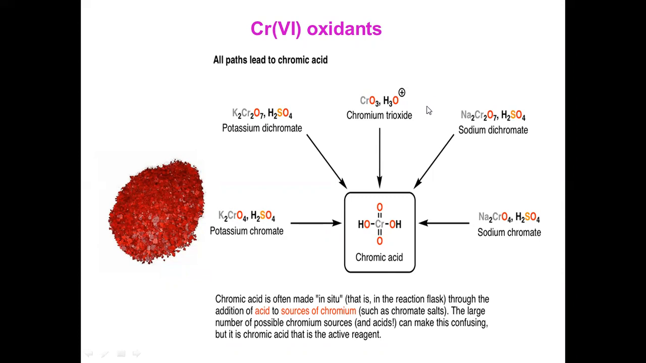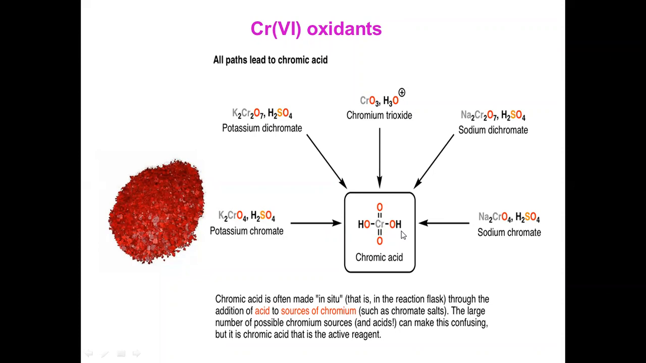Chromic acid, if you observe, this is the structure of chromic acid. Now, if you see the oxidation state of chromium in chromic acid, it is +6. Now, this chromic acid is made in situ. In situ means during the course of the reaction. While we are performing the reaction, we prepare this chromic acid.